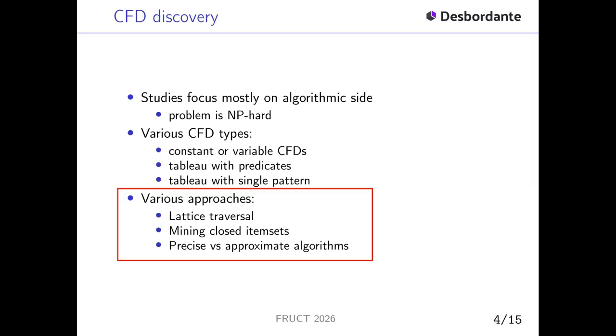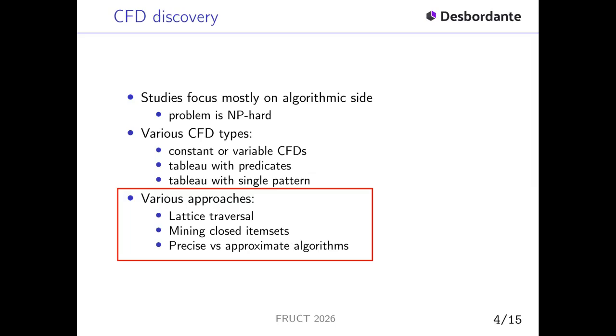Algorithms for different definitions of CFDs also usually use different search approaches. The most common method is traversing the lattice of potential CFDs and using additional methods to reduce the search space, such as closed itemset mining or using a closure set. Algorithms can also be approximate, allowing a small margin of error in how precisely a CFD matches the dataset.